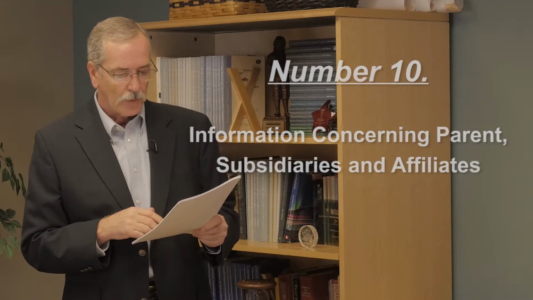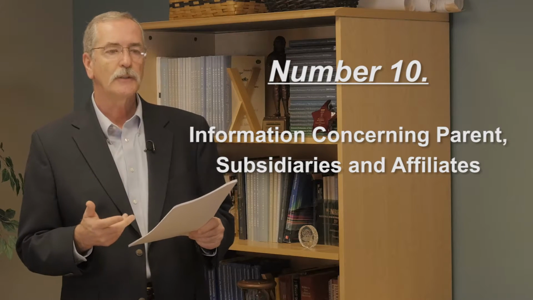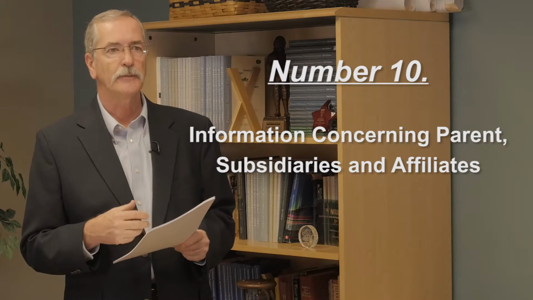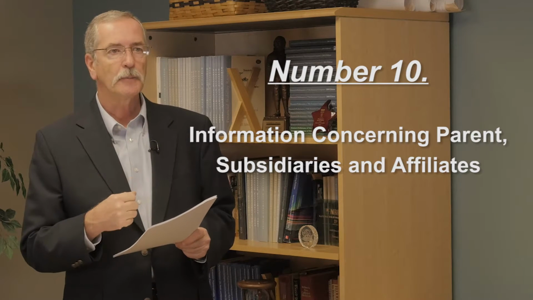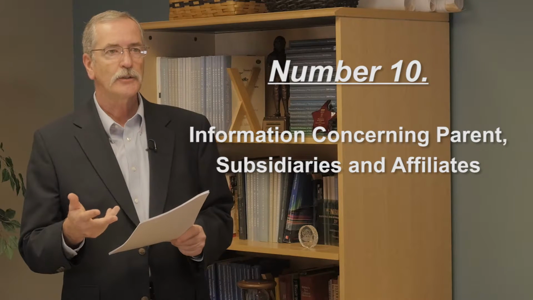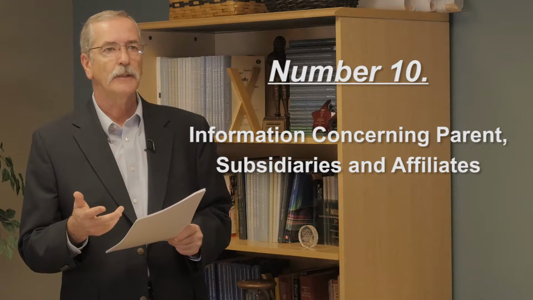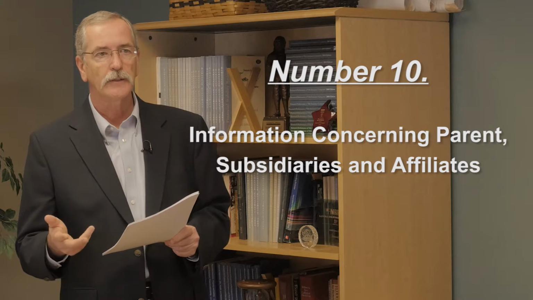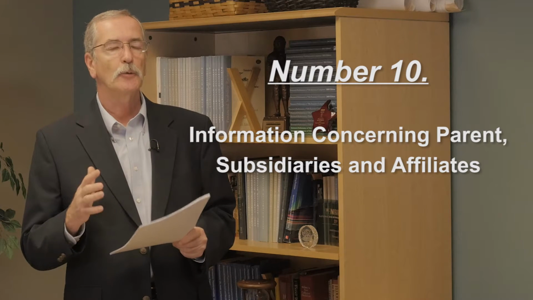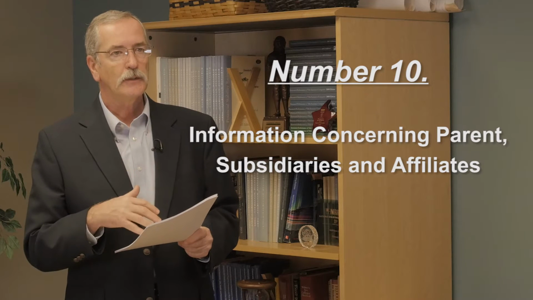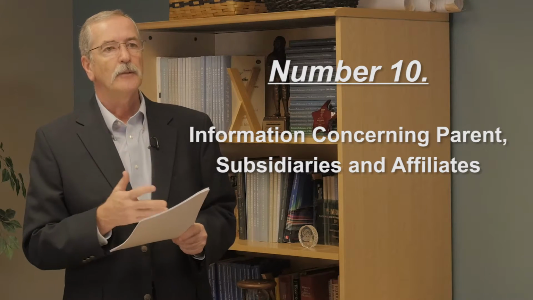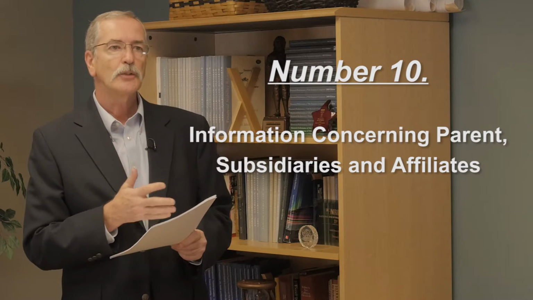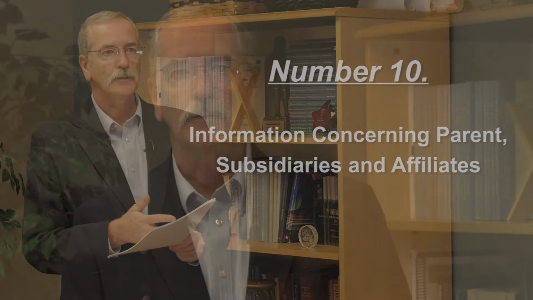Another footnote you might want to take a look at is footnote number 10, and that's information concerning a parent, a subsidiary, or an affiliate. This is important because if you've got a group of companies that have changed their structure, maybe they've added another property casualty insurance company, maybe they've acquired another company, something about their corporate structure has changed, you may want to take a look at that. It should provide you enough information in that footnote to make you comfortable with what you're looking at with respect to that company's financial statements.